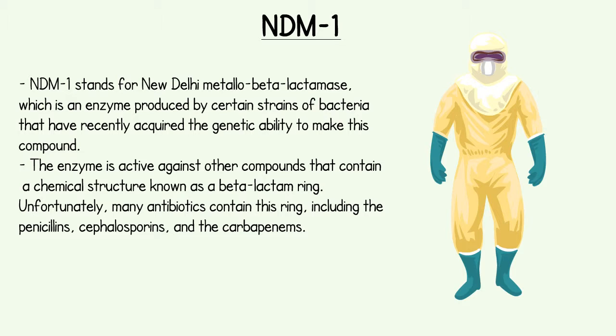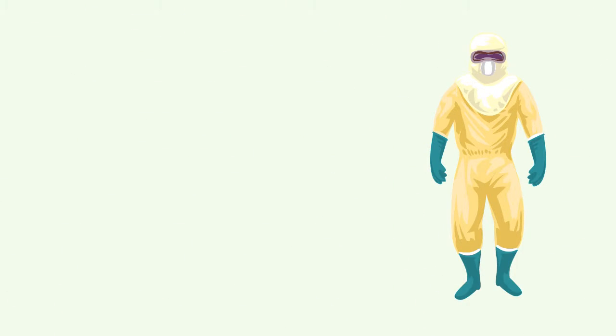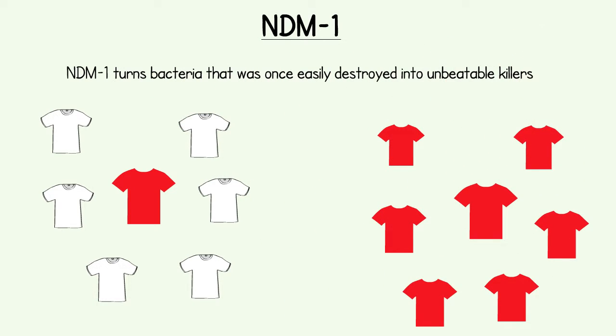NDM1 is one of the biggest threats to antibiotics. It's an enzyme which gives bacteria the genetic ability to become resistant to antibiotics. Imagine placing a red t-shirt in a washing machine full of white t-shirts. The end result is going to be that all the white t-shirts are going to turn red, and that's exactly what NDM1 does. It converts all the healthy bacteria into superbugs.